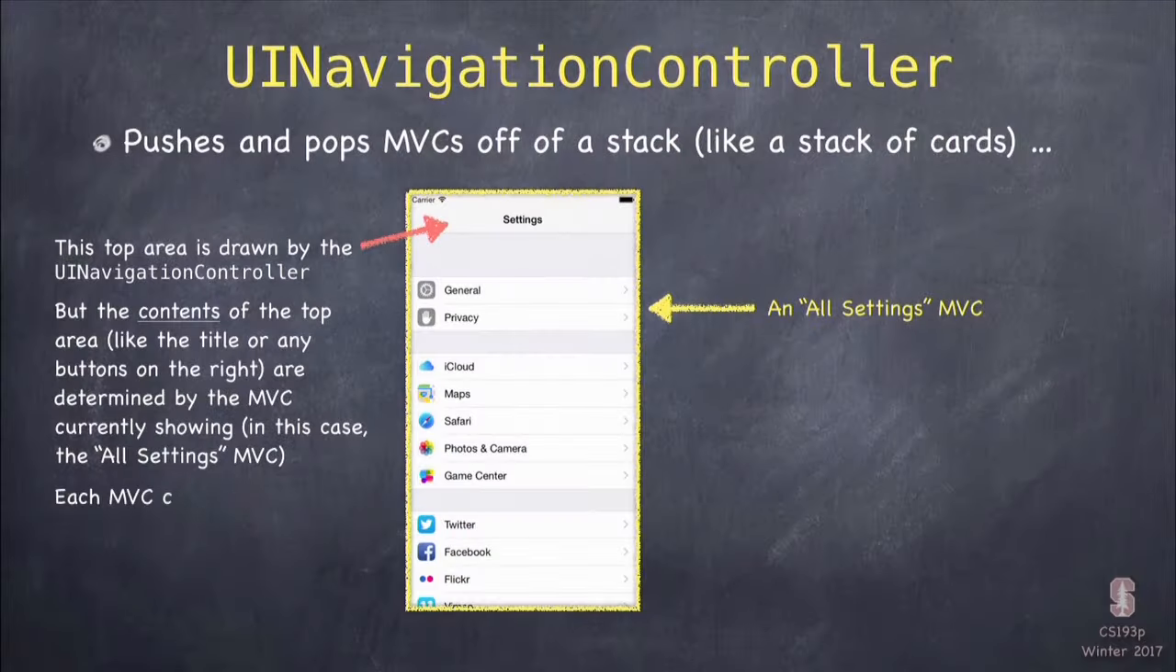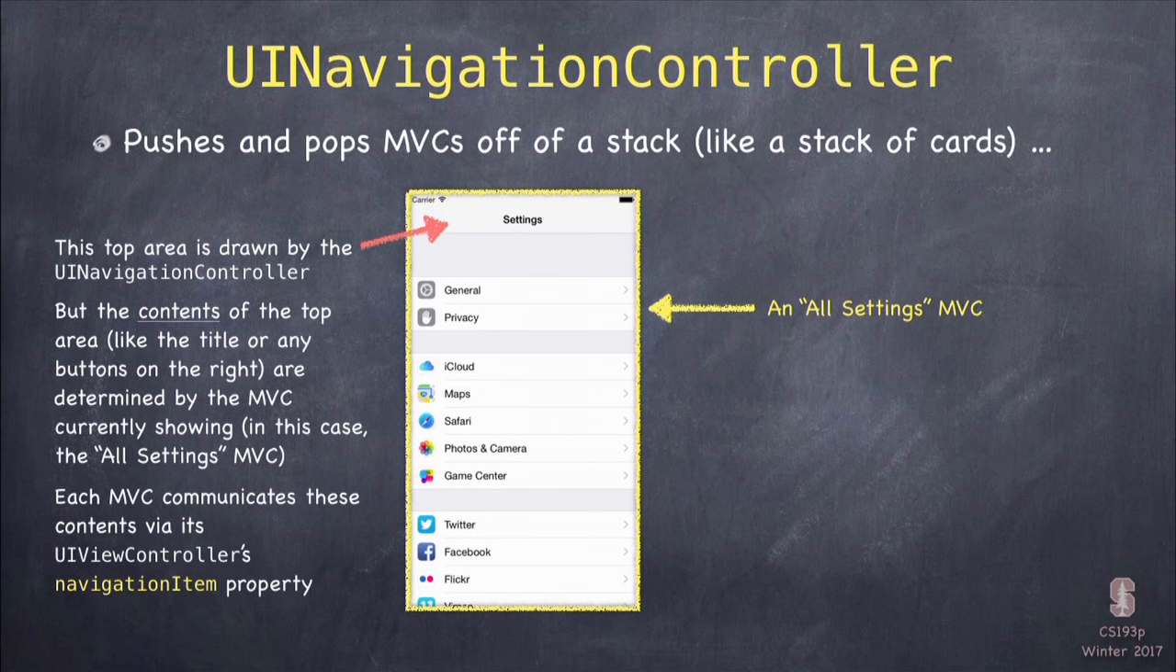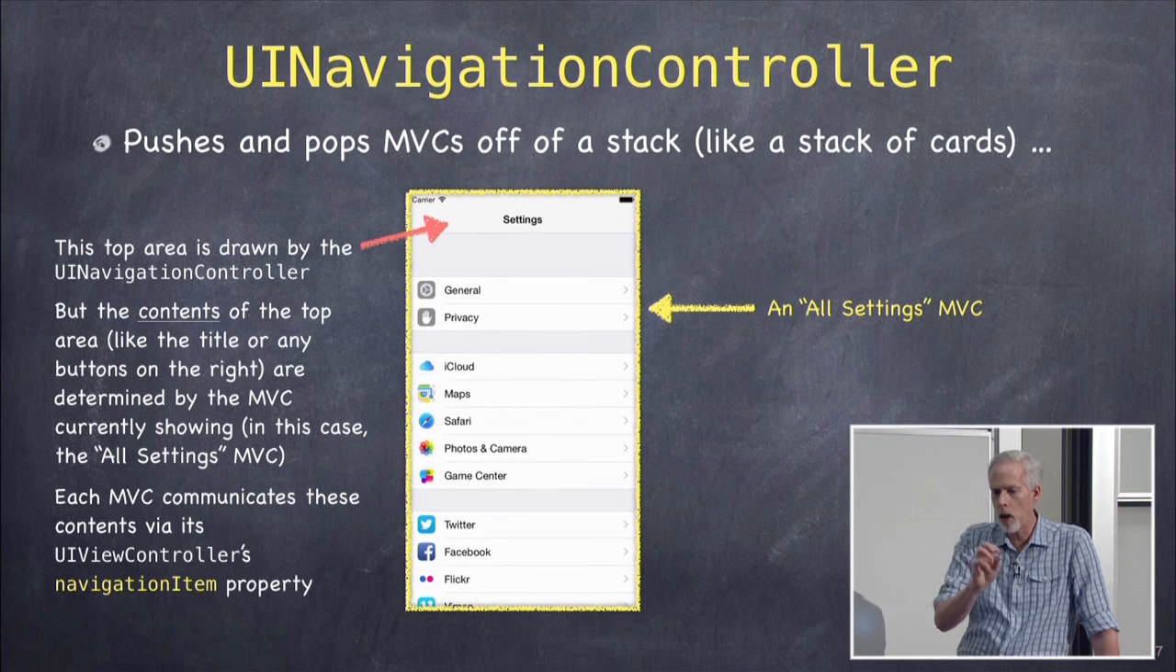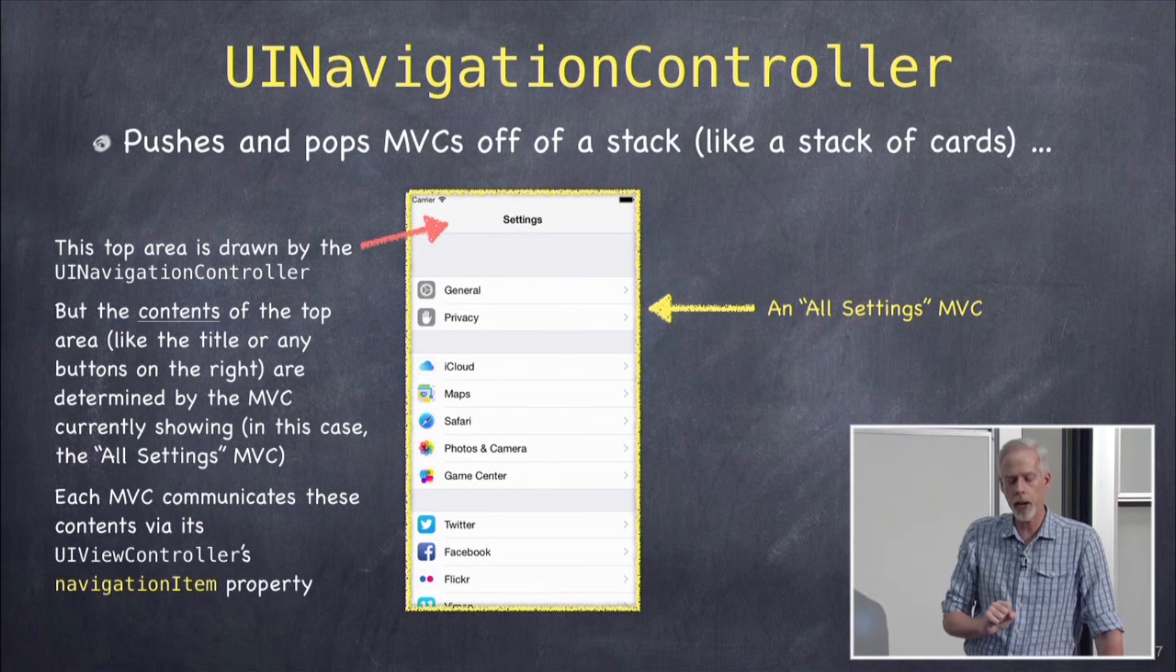The rest of its view fills up with the view from another MVC, in this case the All Settings MVC. So the contents are all this All Settings MVC. Now, just like with the tab bar controller, where there was that tab bar item that had the icon and the title and all that, same thing with the navigation controller.